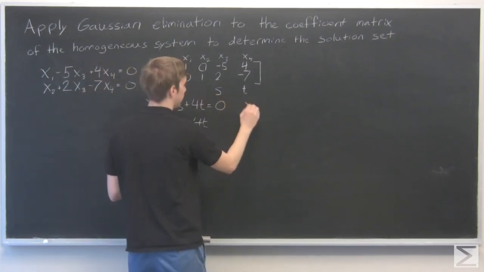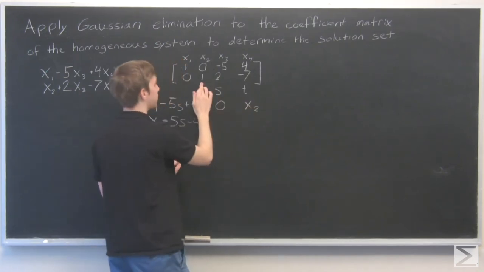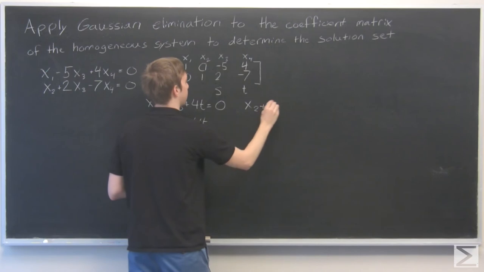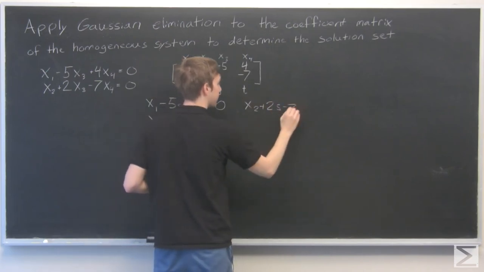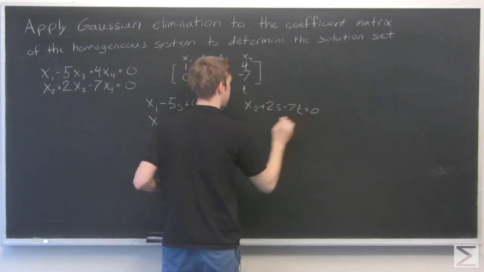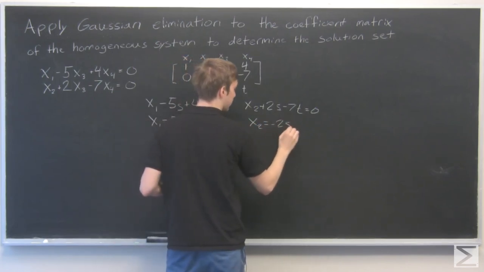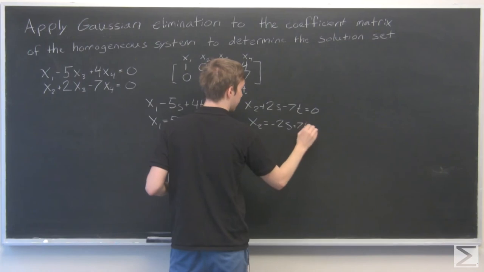So now for x2, you can see that x2 plus 2s minus 7t equals 0. And from there, we can derive x2 equals minus 2s plus 7t.